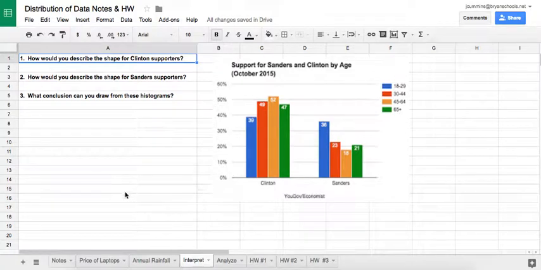All right, on your spreadsheet, click on the tab that says Interpret. Okay, we're going to use some histograms that have already been created to interpret some data. So I found this one. It's about a year old, but that's okay.